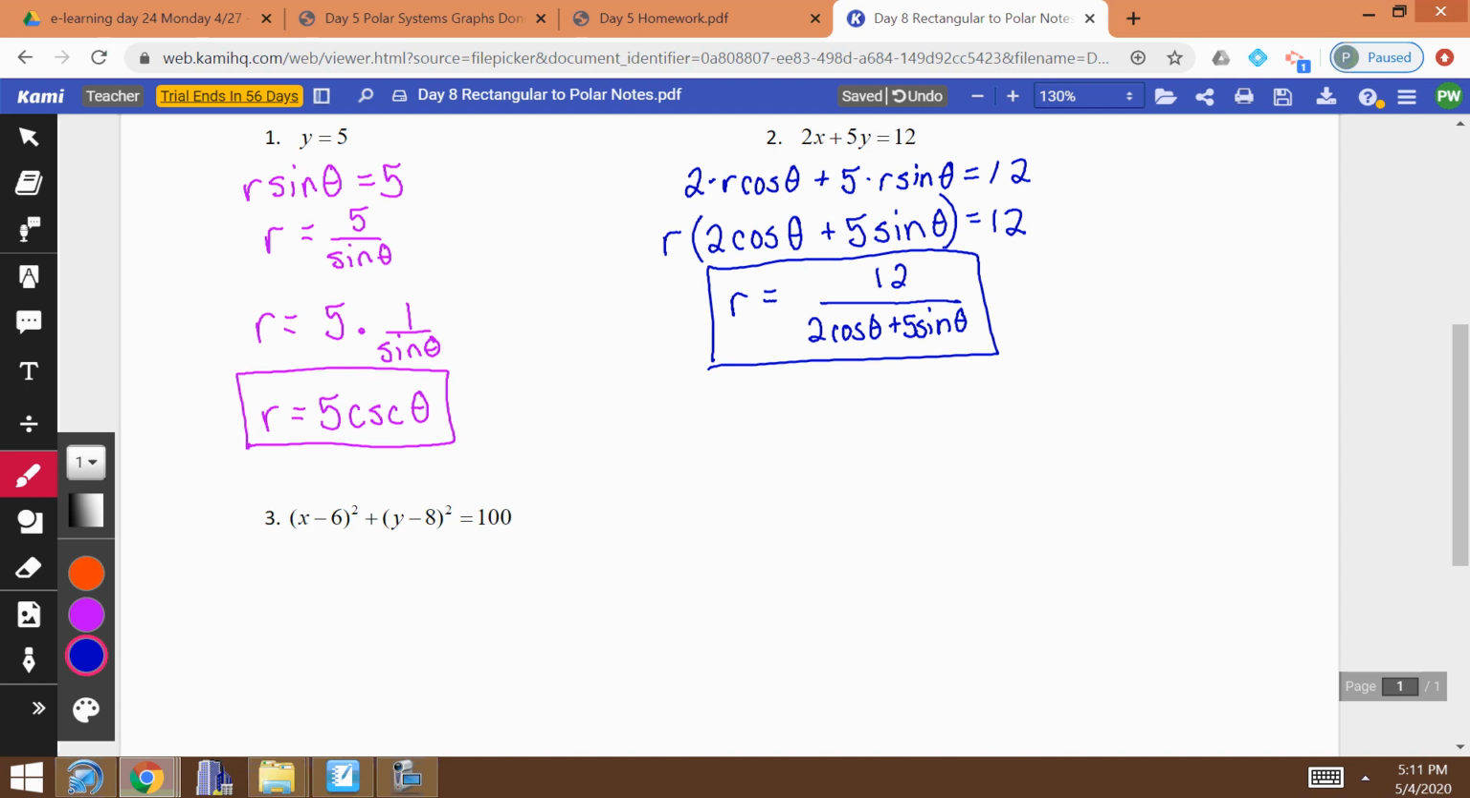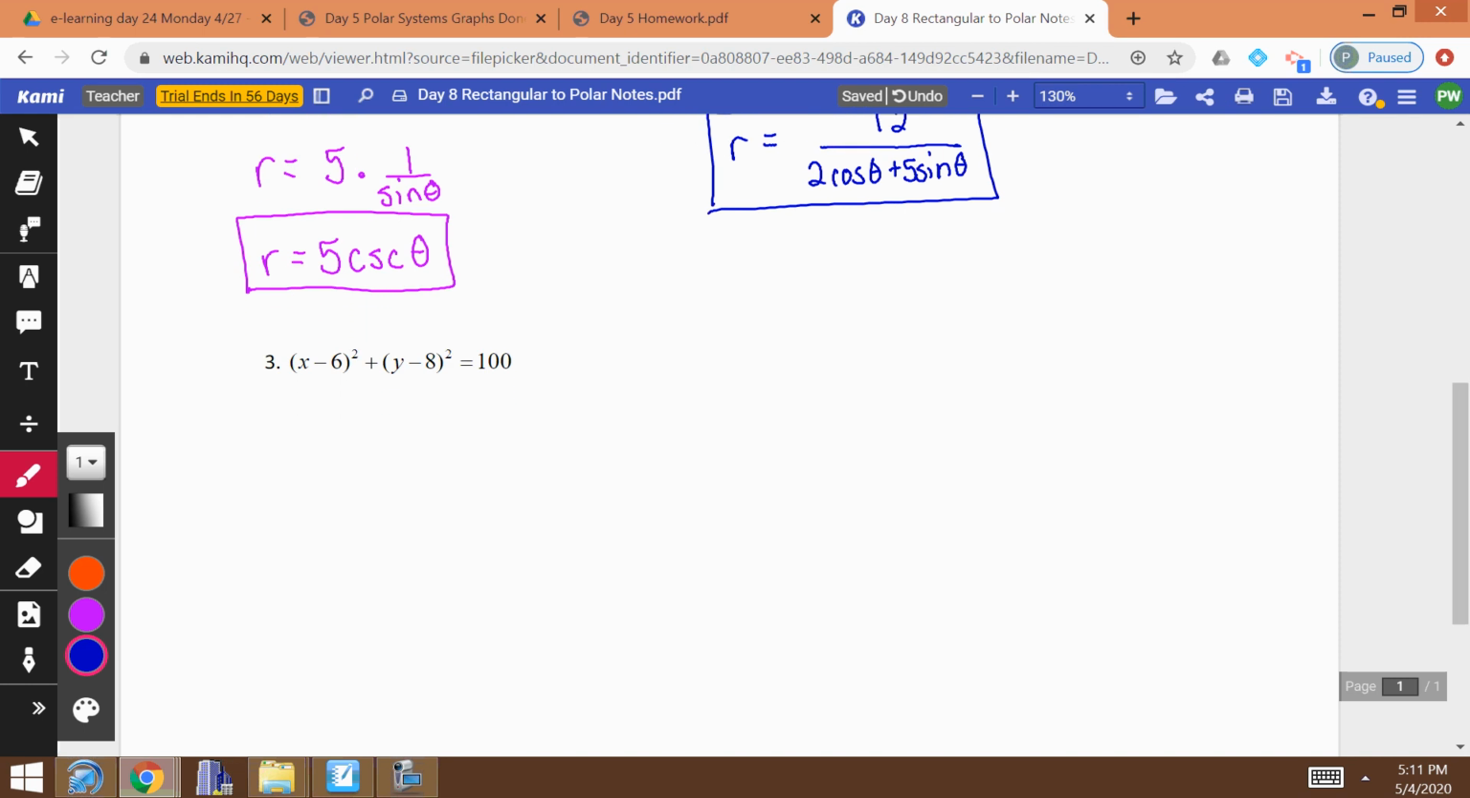That's the polar form. All right, one more. So looking at number 3, there actually are a couple ways you could do this. First, before we even start, I want you to look at the form that this is in. If you look at it, this is actually a circle.